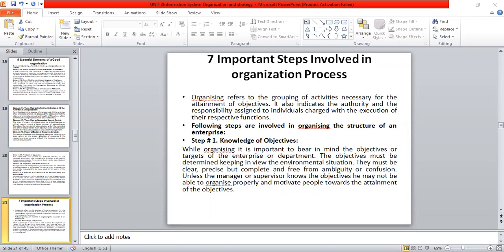Out of that, the first function is determination of activities. Here it includes deciding and dividing the various activities required to achieve the objective of the organization. The entire work is divided into various parts, and again each part is subdivided into various subparts. For example, the purchase work may be divided into requisition of items, placing of an order, storage, and so on. So, as we have discussed, the complete task or goal is divided into various parts, and again that part is divided into subparts.